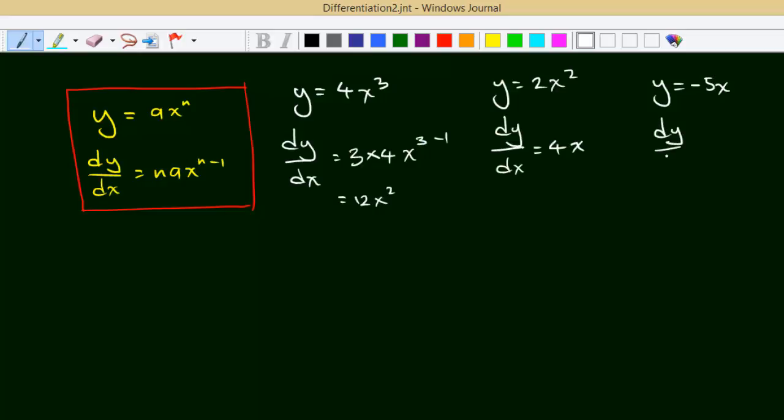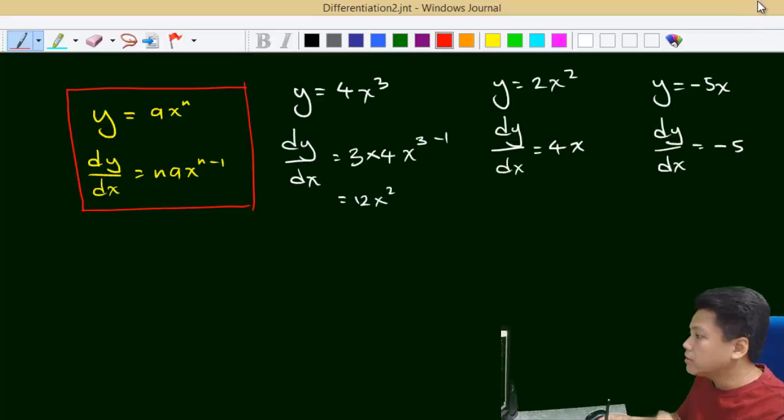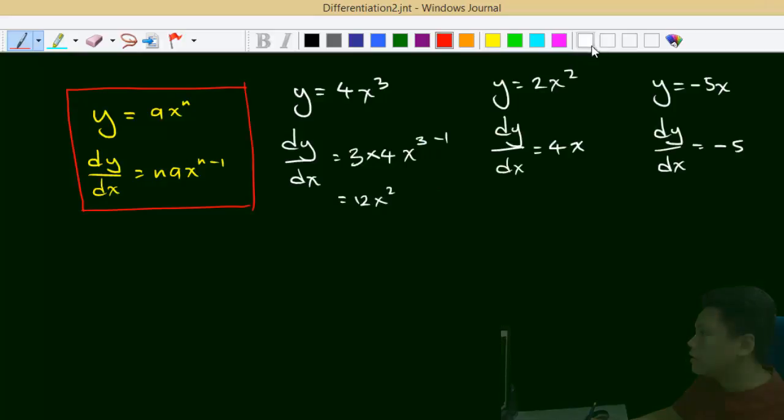then dy/dx is, okay. Now x is to the power of what? x is definitely to the power of 1. So 1 multiplied with minus 5, then that's minus 5. And now x to the power of 1 minus 1 equals x to the power of 0. So what is x to the power of 0? x to the power of 0 is 1. Whatever the power 0 is 1. So we can just ignore x, just leave it with minus 5.